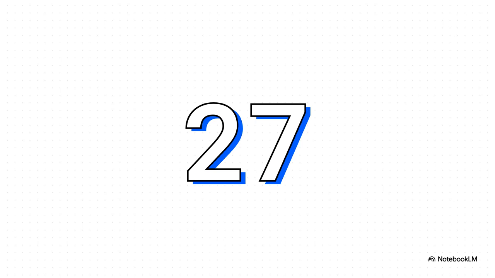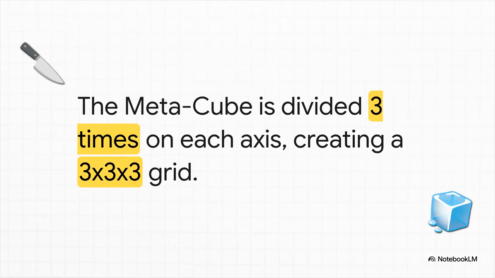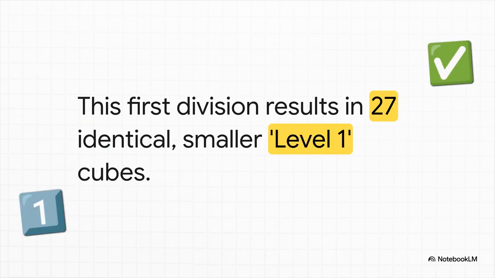Well, it's actually just some simple three-dimensional math. Just imagine making 2 cuts across the width, 2 cuts across the height, and 2 cuts through the depth. See? That gives you 3 sections on every axis. And that creates this perfect 3 by 3 by 3 grid. And boom! Those cuts give us 27 identical smaller cubes. We'll call these our level 1 cubes. And just like that, we've gone from one single block to 27 different addresses. We've created the first layer of our data structure.